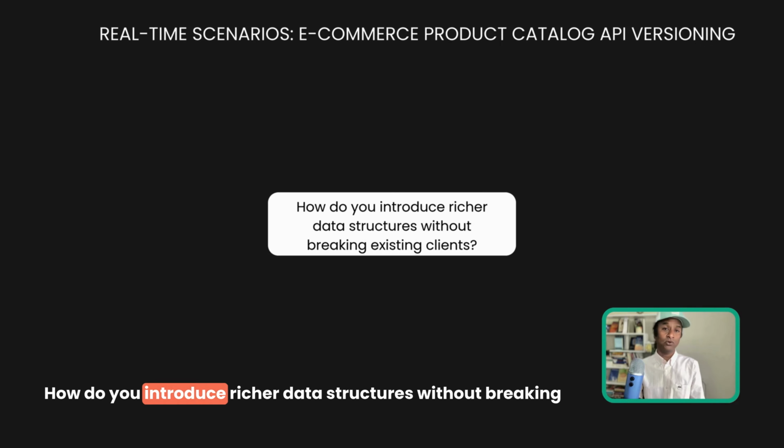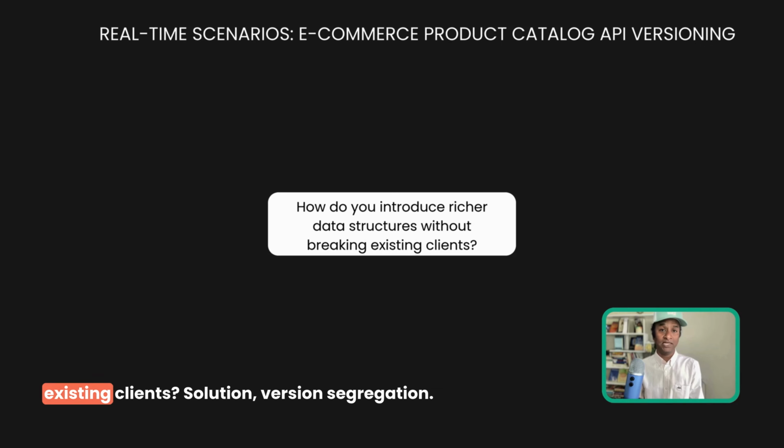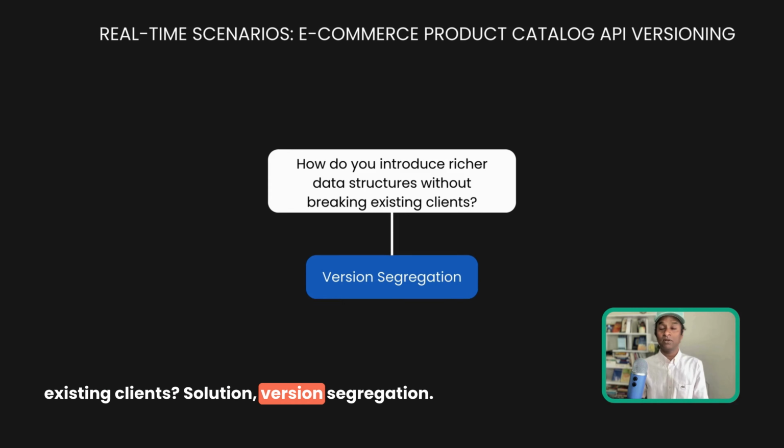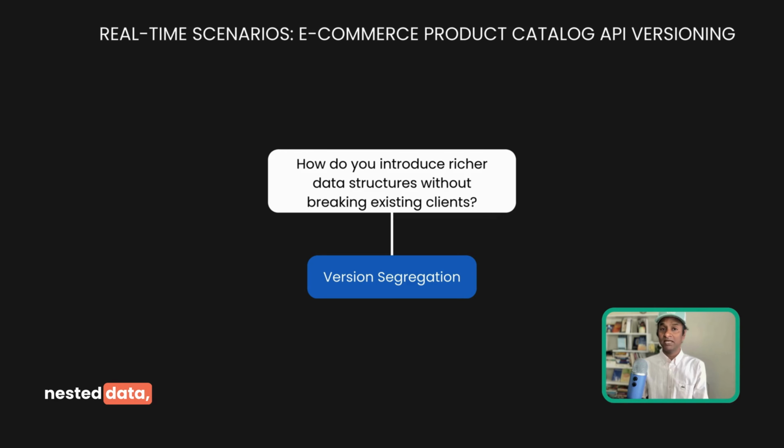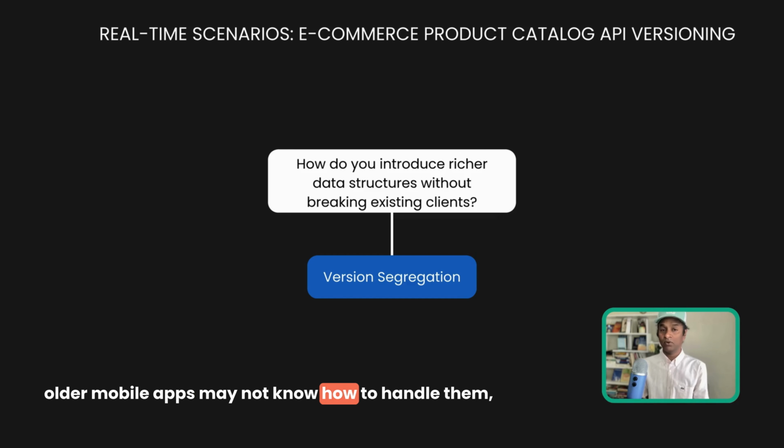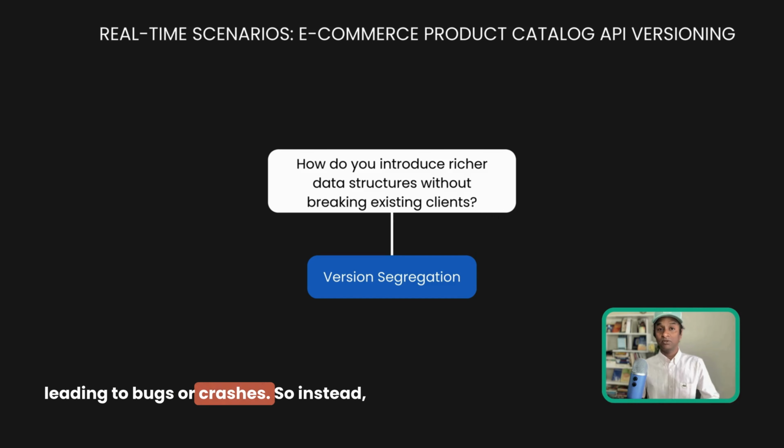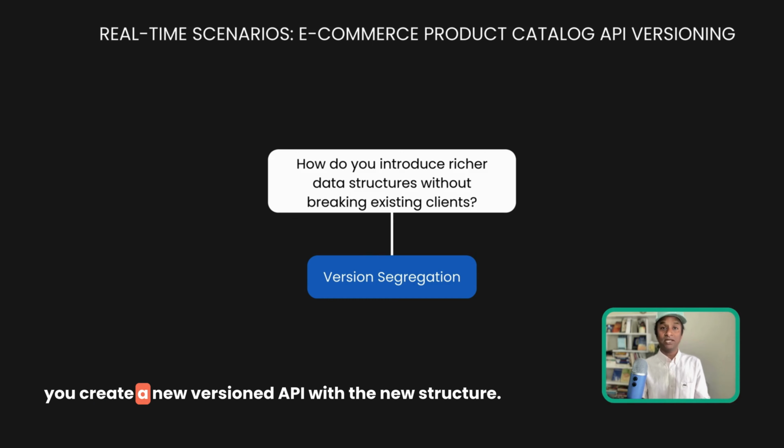How do you introduce richer data structures without breaking existing clients? Solution: version segregation. If you suddenly start returning more fields or nested data, older mobile apps may not know how to handle them, leading to bugs or crashes. So instead, you create a new versioned API with the new structure.